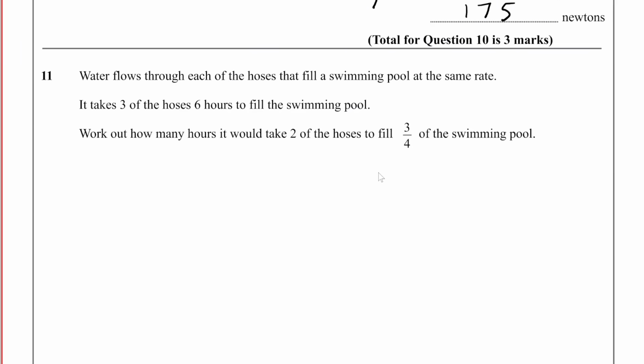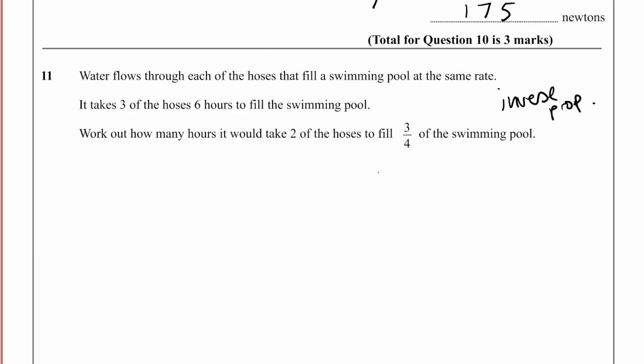Question 11. Water flows through each of the hoses that fill a swimming pool at the same rate. It takes 3 hoses 6 hours to fill the pool. Work out how many hours it takes 2 hoses to fill 3/4 of the pool. So we've got an inverse proportion part of this question. So the more hoses we have, the less time it's going to take. So that's inverse proportion.